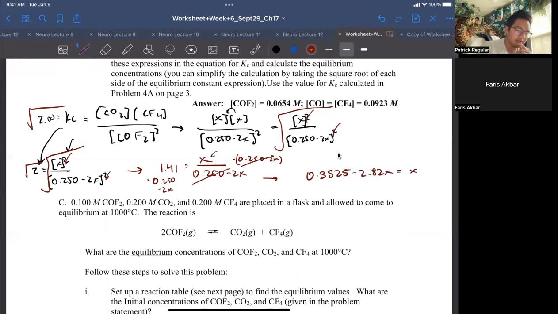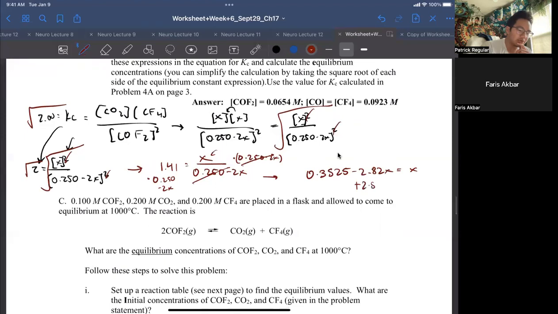That numerator right here. So we add that over, 2.82x plus x. Remember, there's a 1 there, it's 1x. That's going to be 0.3525 equals 3.82x. And our x would thus be 0.0923 M. That's what our x is.